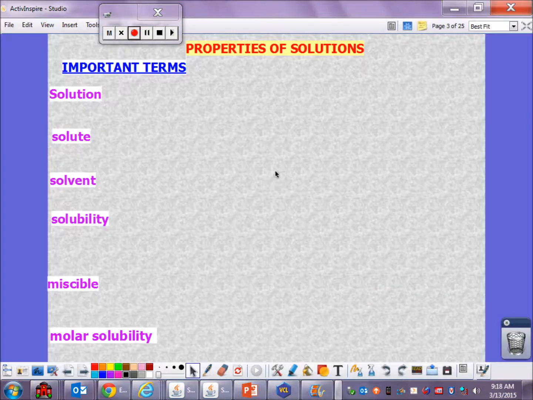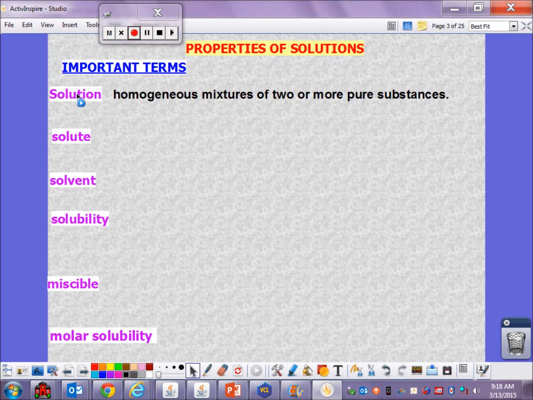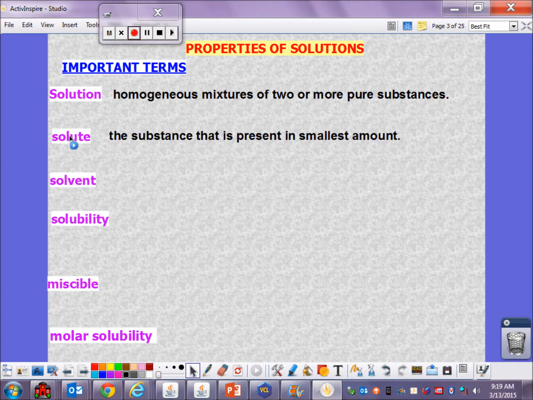Okay, let's go back. Let's review those terms. Solutions, you learned last year, a solution is a homogeneous mixture of 2 or more substances. Solution, homogeneous mixture. What is the solute? The solute is a substance that is present in smaller amount. Because remember, solution does not mean liquid.